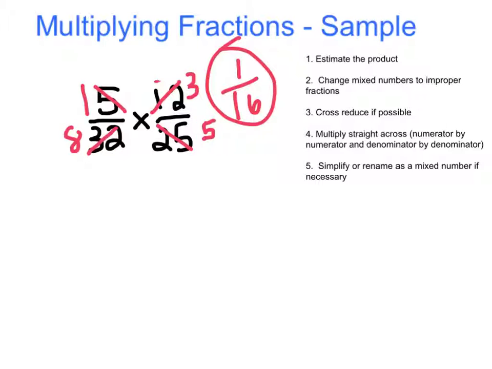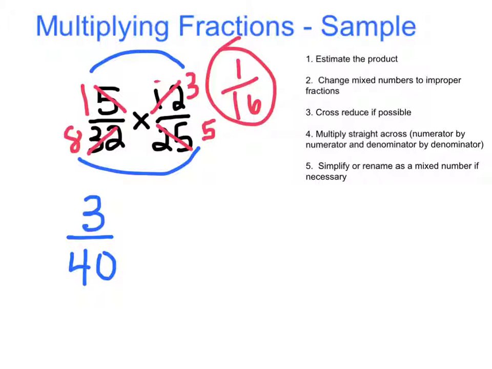I want to multiply straight across. 1 times 3 is 3. 8 times 5 is 40, and that is my answer. 5/32 times 12/25 is 3/40, which is close enough to 1/16.